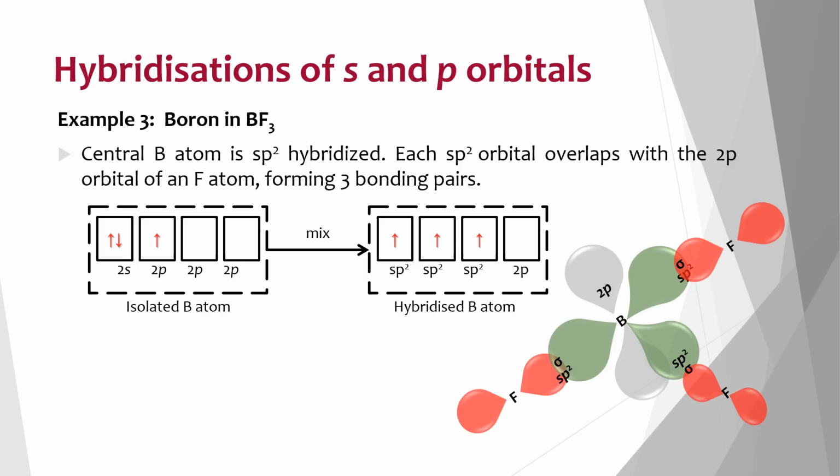Example 3, boron in BF3. The central boron atom is sp2 hybridized. Each sp2 orbital overlaps with the 2p orbital of an F atom, forming 3 bonding pairs. So let's check whether the hybridized state is correct or not. First things first, draw the Lewis structure of BF3. It will form 3 bonds with F, and doesn't have any lone pair because boron can exist in an incomplete octet.